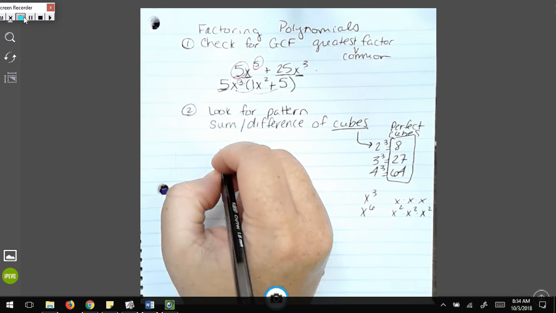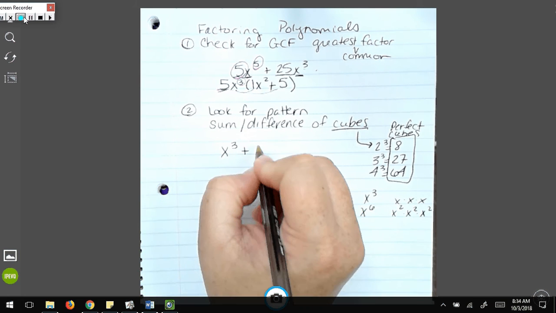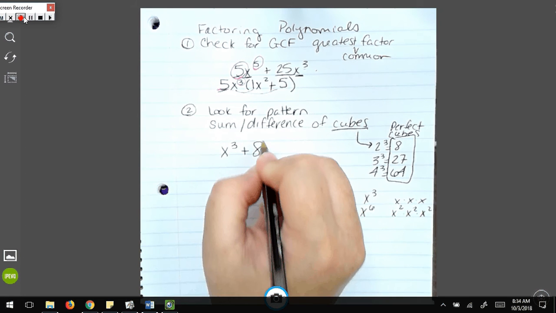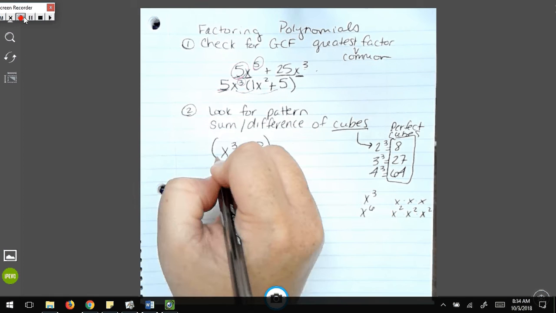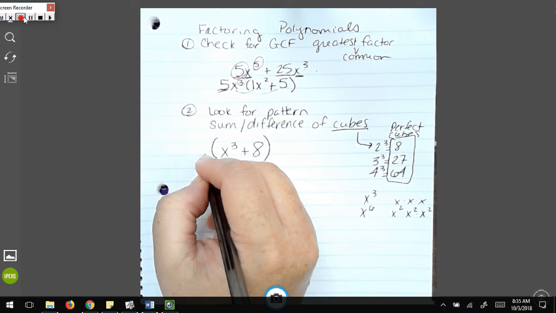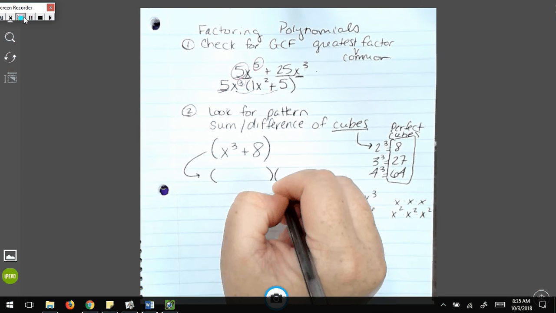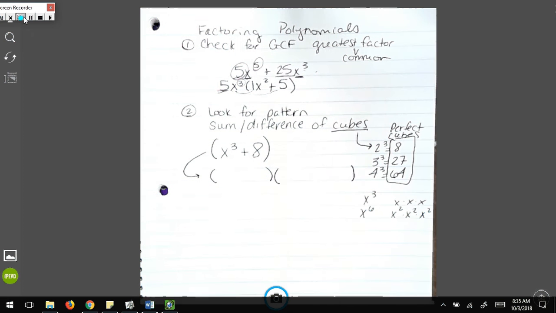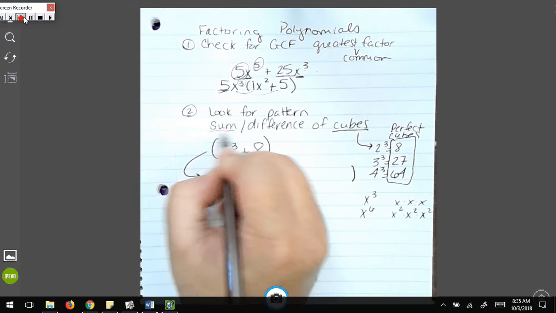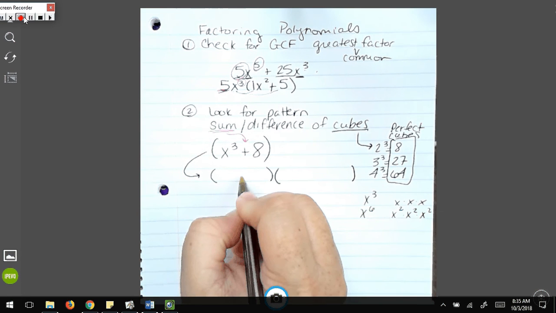So let's say I have x to the 3rd plus, let's do 8. We'll start out kind of easy. All right, so here's what you have to do. When you set this up to factor, you do a small parenthesis and a big parenthesis, okay? You're going to set your signs up first. This is a sum of two cubes because of the plus sign, but the signs are always going to be same.